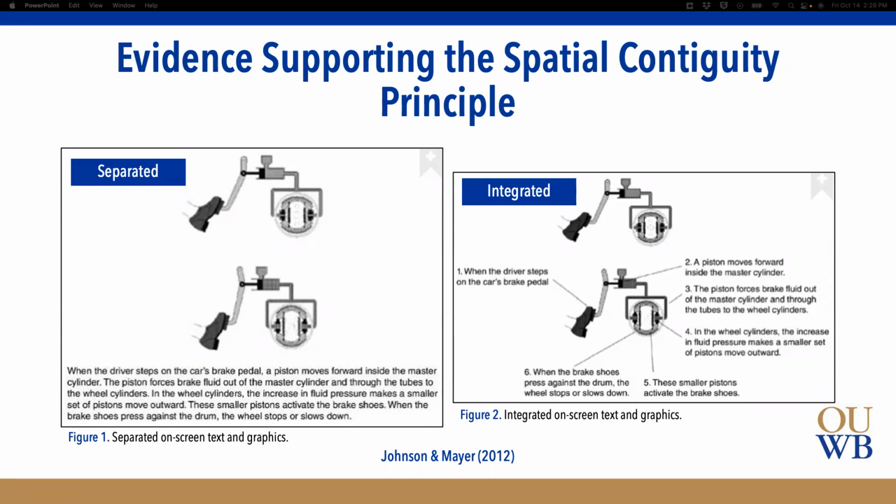Using an eye tracking experimental design, they found that students who viewed the integrated example, the one over here on the right, performed better on a transfer test than the students who viewed the separate example on the left. Essentially, students who viewed the integrated example were performing a greater number of eye movements between the corresponding textual elements and pictorial elements.